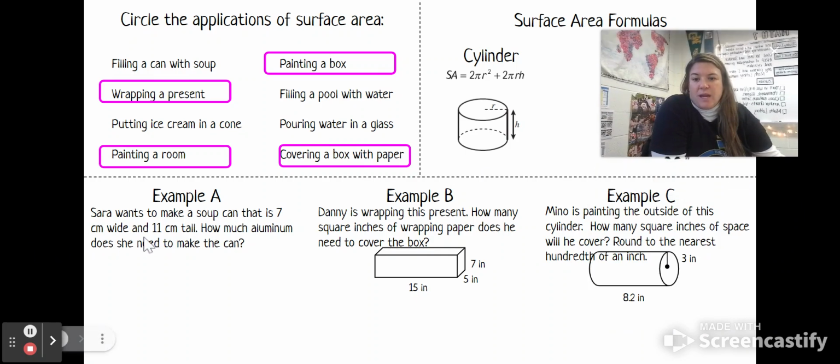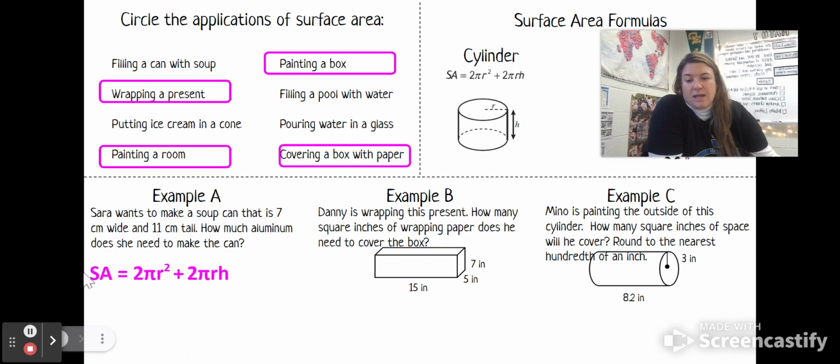Sarah wants to make a soup can that is 7 centimeters wide and 11 centimeters tall. How much aluminum does she need to make the can? Okay, so this is surface area and it's a cylinder. So I'm going to use my cylinder formula, 2 pi r squared plus 2 pi r h. Make sure you have SA today for surface area. We don't need the V.